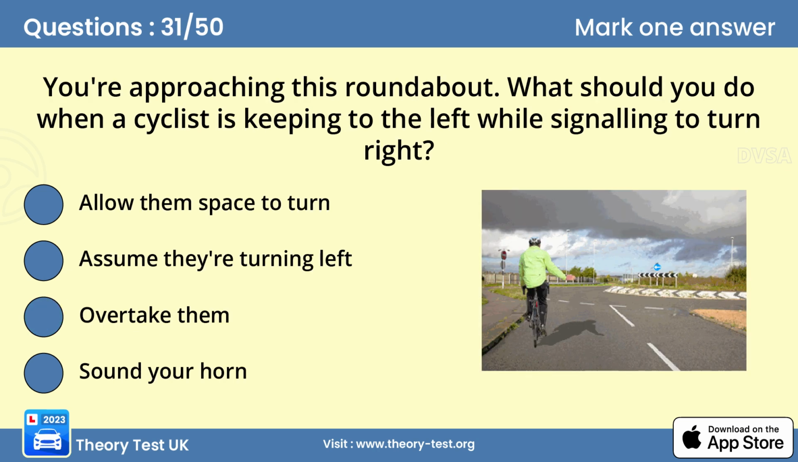Question 31. You're approaching this roundabout. What should you do when a cyclist is keeping to the left while signaling to turn right? A. Allow them space to turn. Cycling in today's heavy traffic can be hazardous. Some cyclists may not feel safe crossing the path of traffic to take up a position in an outside lane. Be aware of this and understand that, although they're in the left-hand lane, the cyclist might be turning right.